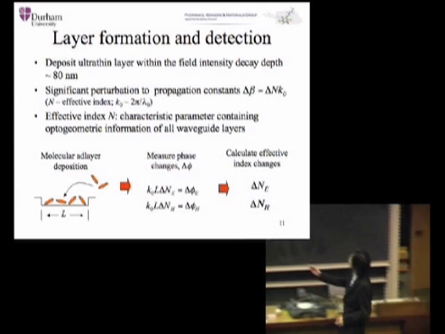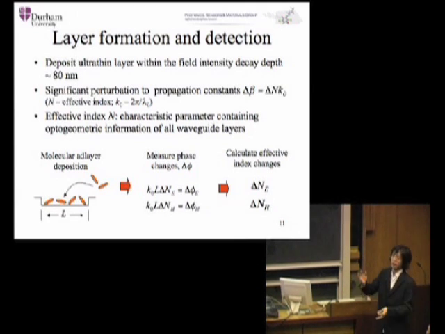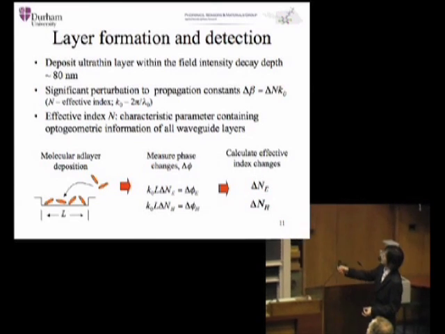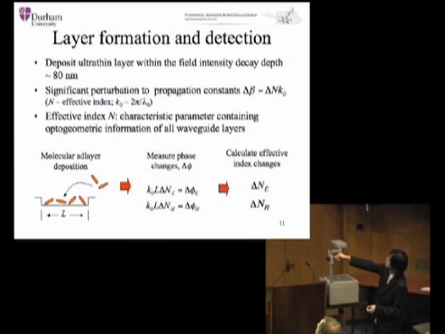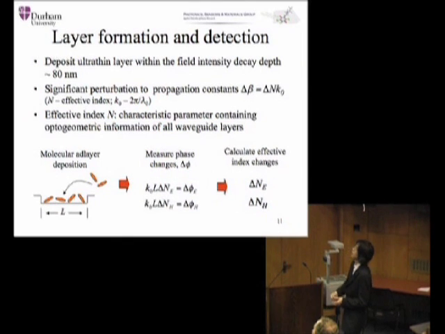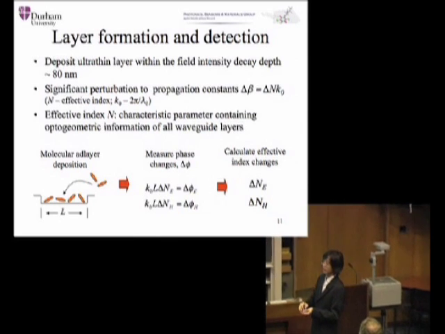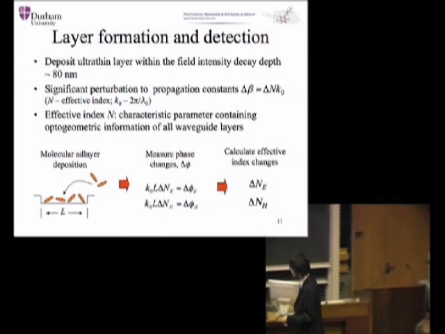Okay, so when you put the molecules on this interface, you're going to change the effective index in both modes, and also give optical phase changes. Just remember these two terms here are the effective index in both TE and TM mode, and the phase change here is the phase change for the TE and TM mode. So if you measure the phase change, you can get a very easy calculation for the effective index changes.